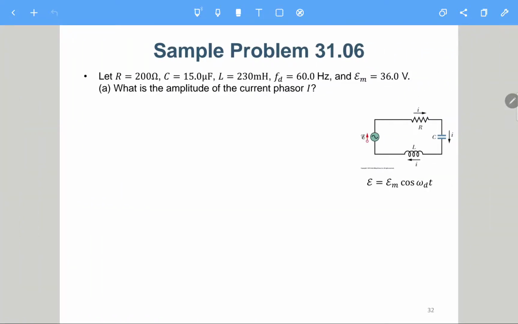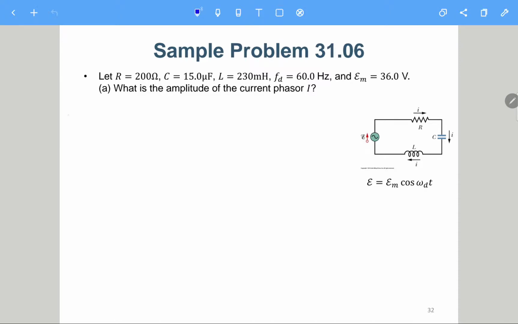Yeah. So let's see a sample problem, so that you may not feel it is as difficult as I derive. Here we have R, L, C to be these values, and f d is 60 Hz, Em to be 36 volt, which is the same as the previous sample problem. So what is the amplitude of the current phasor I?